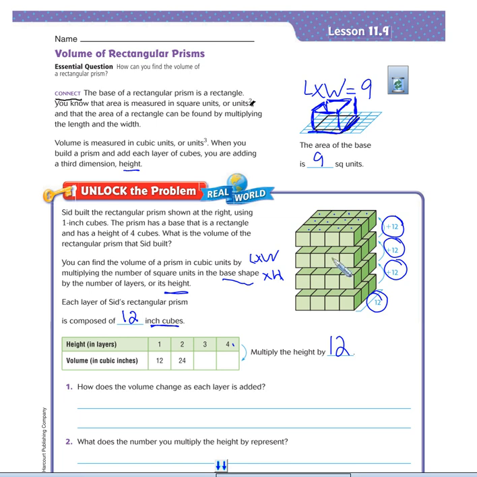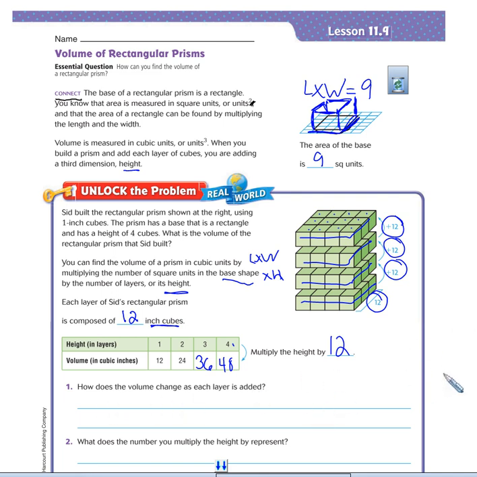I have 12 in the first layer. If I add the second layer, I have 24. Then I add another 12 and now I have 36. Add another 12 to that, and I have 48. When you're multiplying to find your height, you can add repeatedly or multiply.